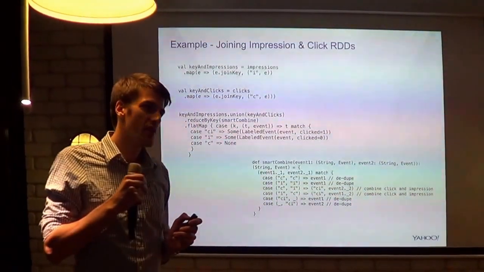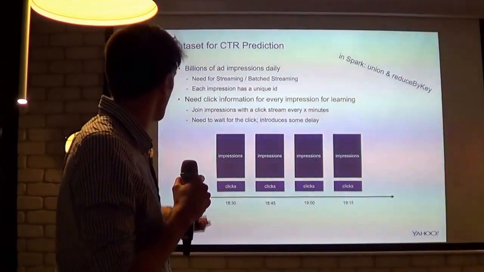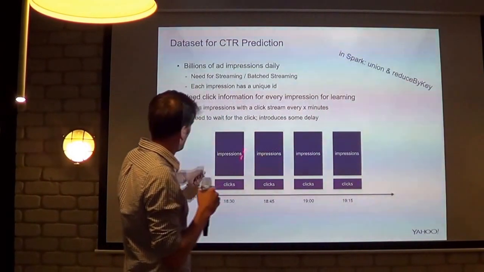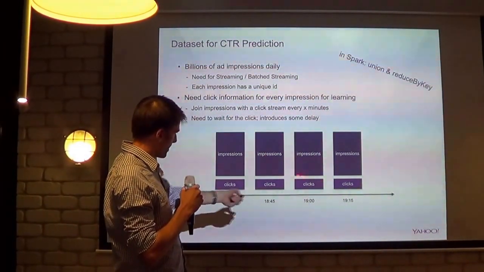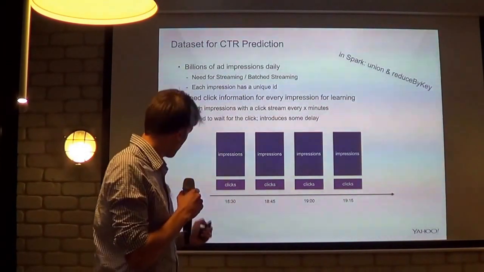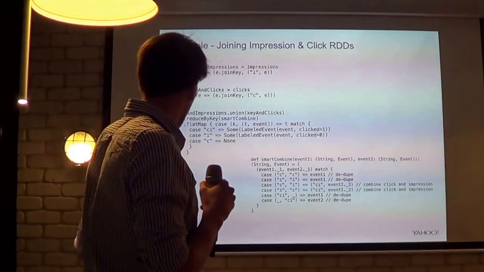That's like a batch that you showed in the slide? Yes, exactly. The impressions would be just this batch. And clicks would actually already be the union of two of those.